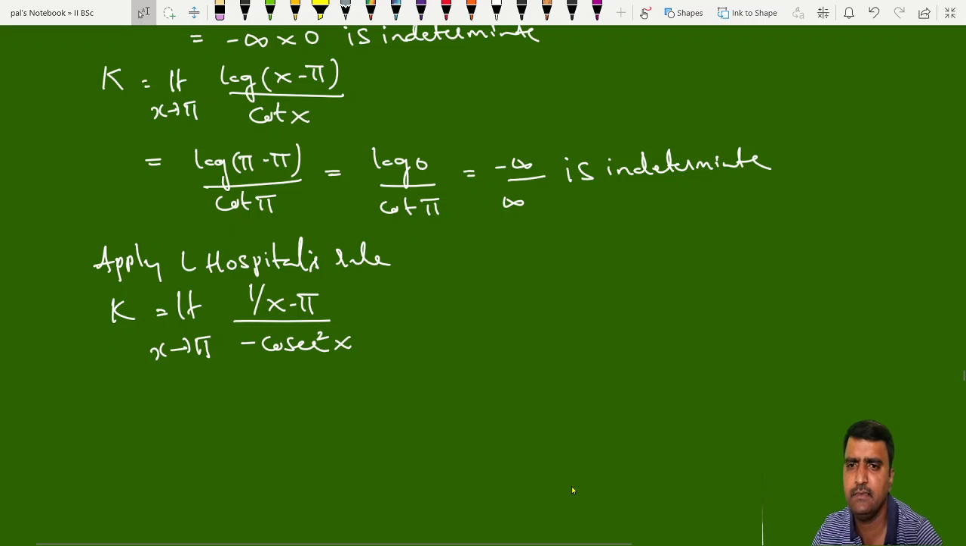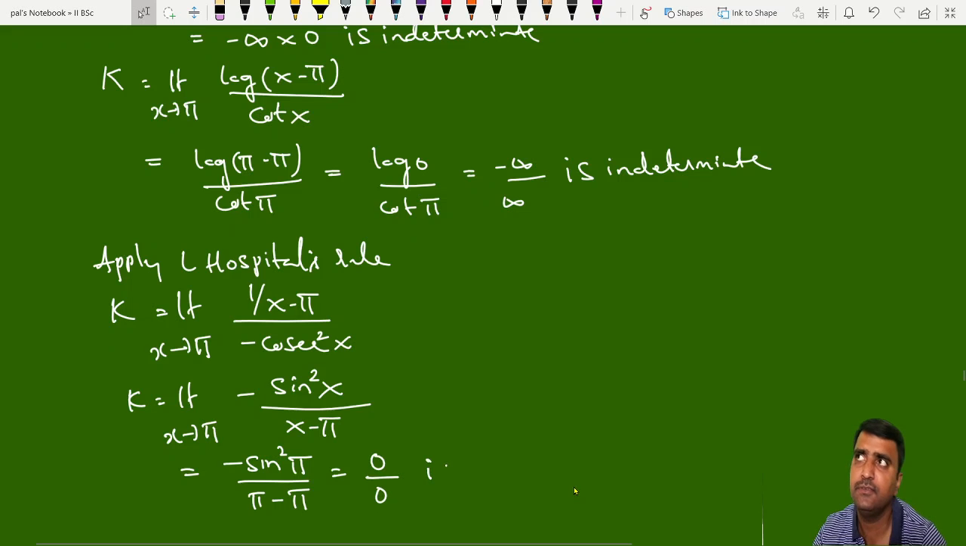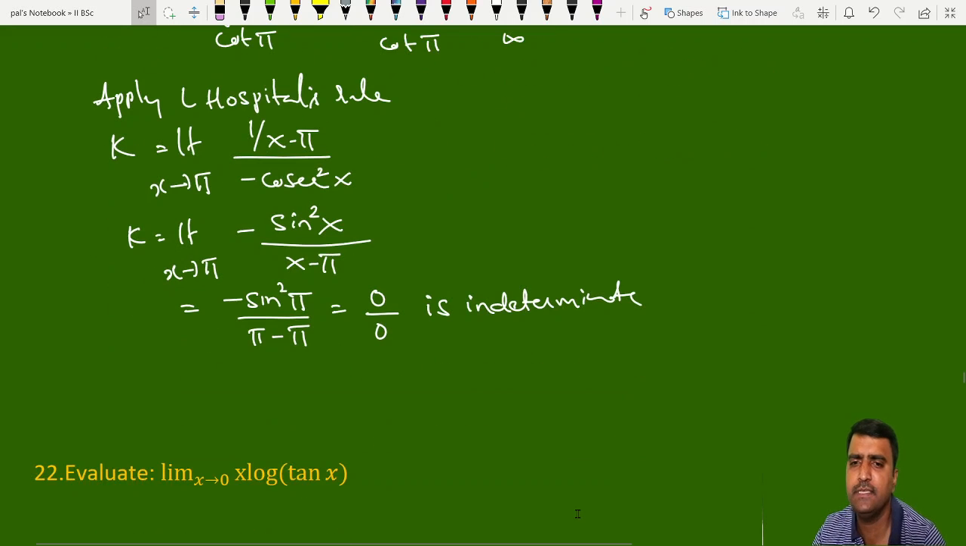Simplifying this, k is equal to limit x tends to pi. Take this cosecant square x to the numerator, then it is sin square x, and in the denominator we have x minus pi. Now you apply the limit: minus sin square pi by pi minus pi. You know that sin pi is 0, so 0 by 0 is indeterminate. So again it takes 0 by 0 form.